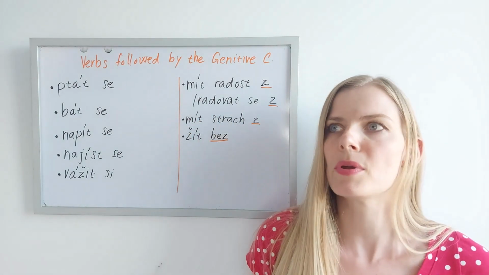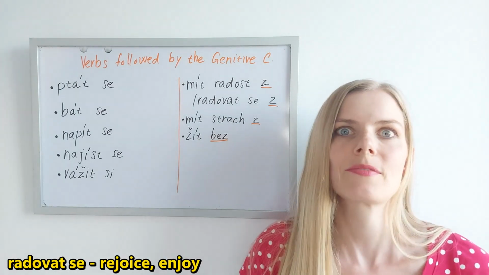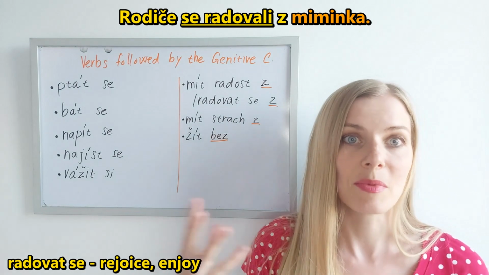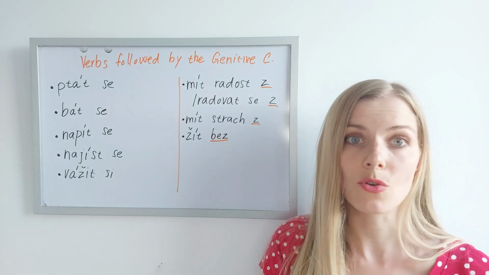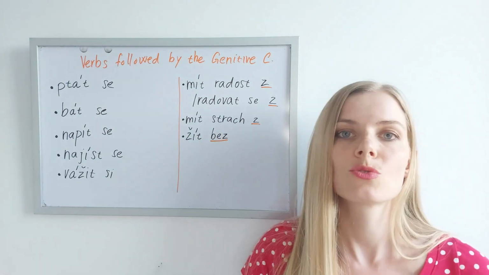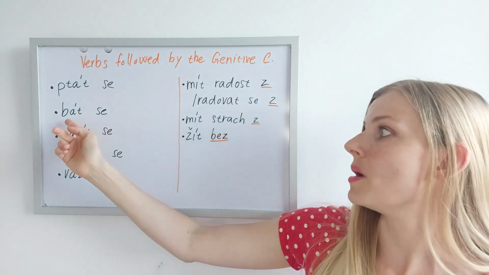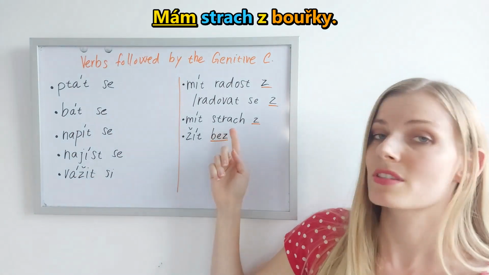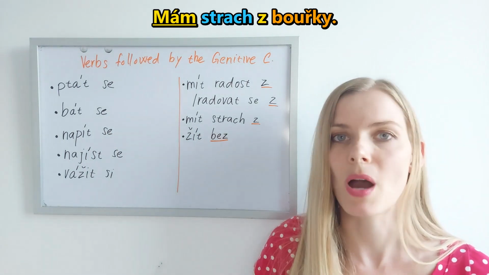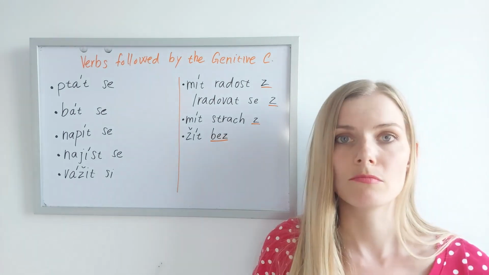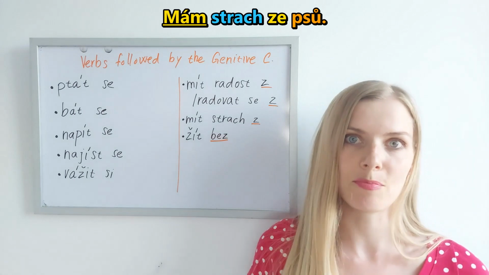Radovat se is a bit archaic, but you can also use it. It means to rejoice. Rodiče se radovali z miminka. The parents were happy, they were enjoying their baby. You can also use the verb mít strach z, to have fear from something, to be fearful, which is the synonym of bát se. So you could say mám strach z bouřky. I'm afraid of the storm. Or mám strach ze psů. I'm afraid of dogs.